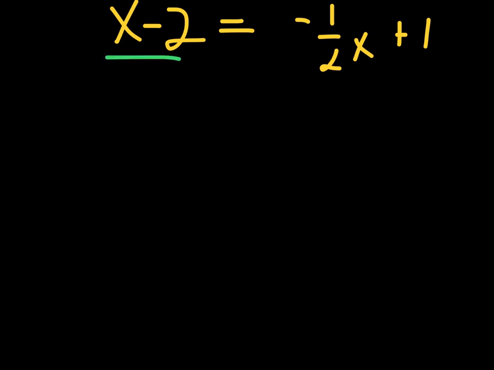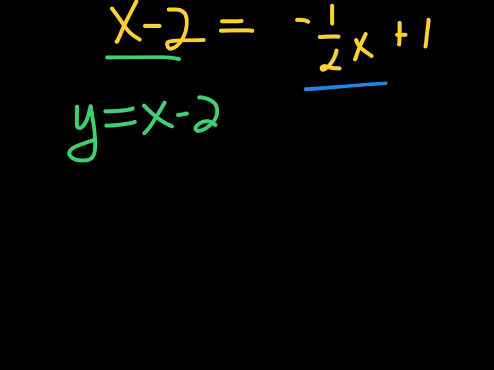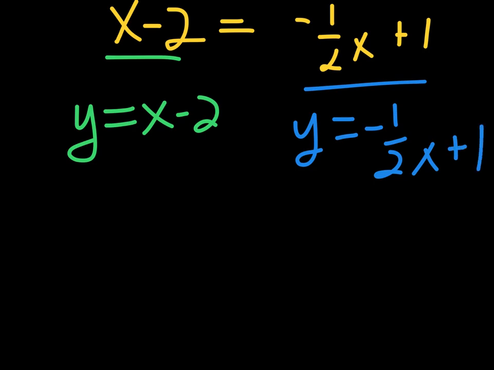So let's do that for this side. y equals x minus 2. And let's do it for this side. y equals negative 1/2 x plus 1. Now I have two equations that are in slope-intercept form, and I should be able to easily graph this.